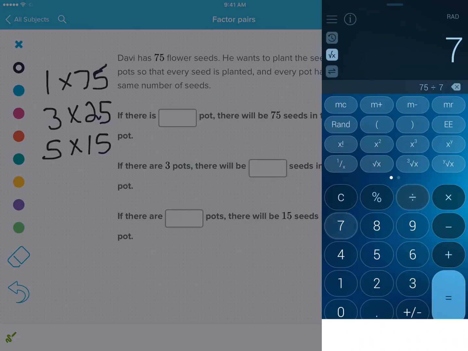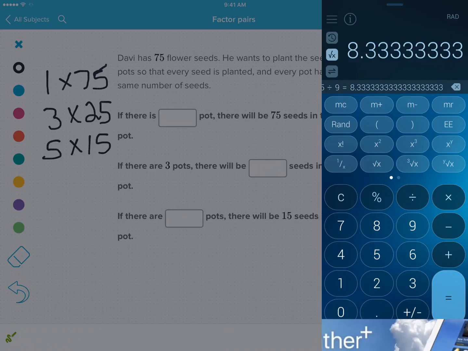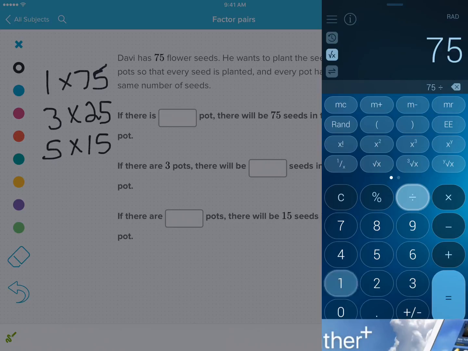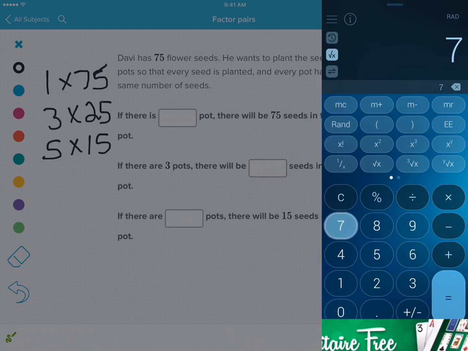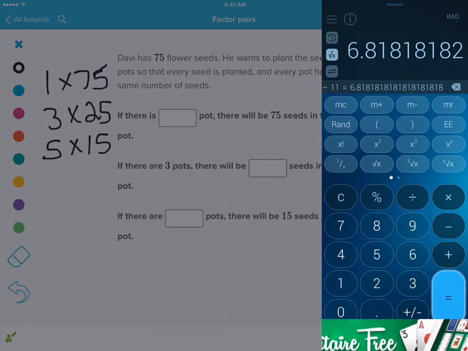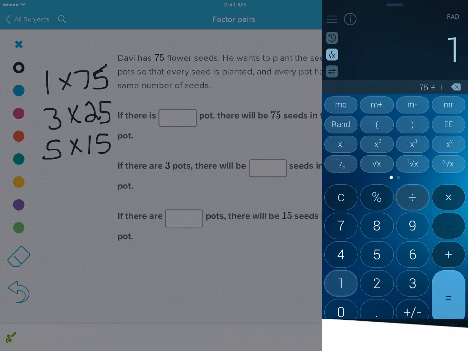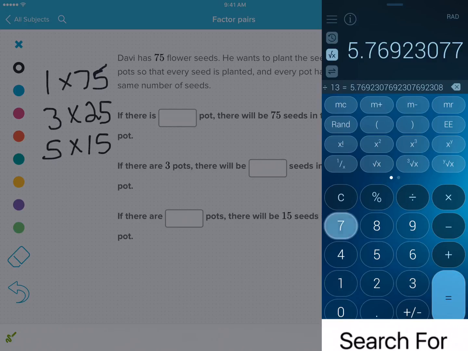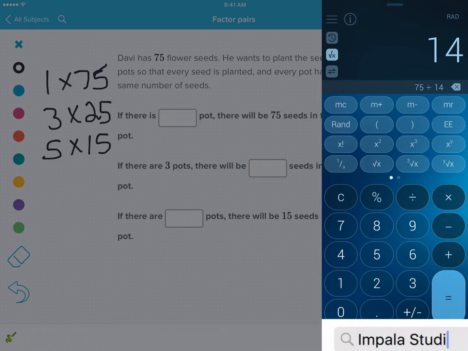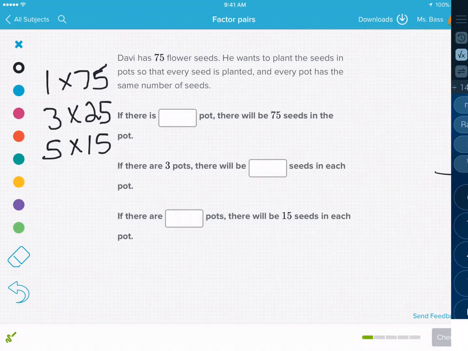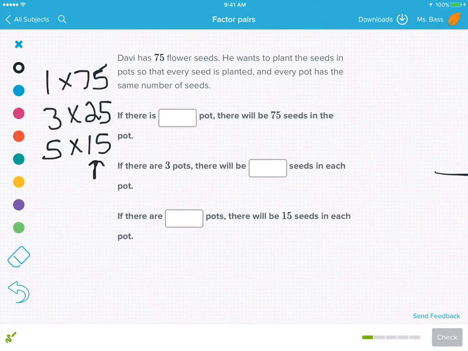75 divided by 6 doesn't work. 75 divided by 7 won't work. 75 divided by 8 won't work. 75 divided by 9 will not work. 75 divided by 10 will not work. 75 divided by 11 does not work. 75 divided by 12, nope. 75 divided by 13, nope. 75 divided by 14, nope. And then I can see I'm back at 15, so I can stop.